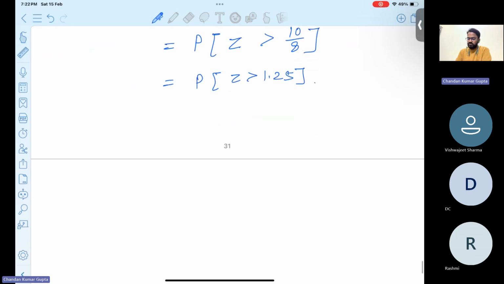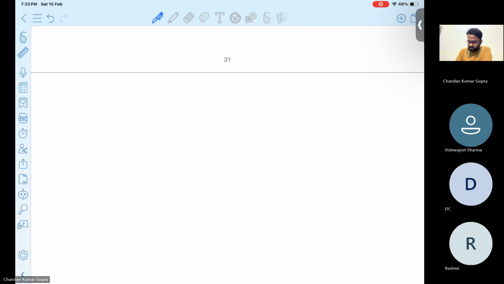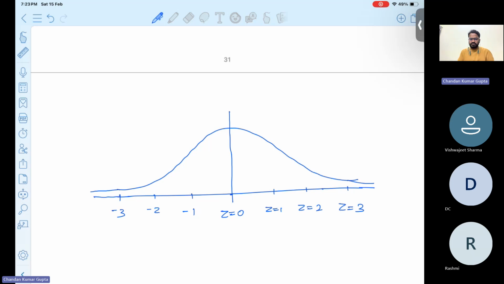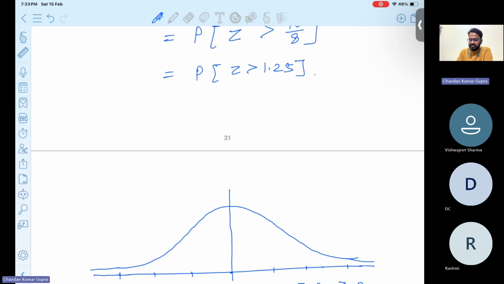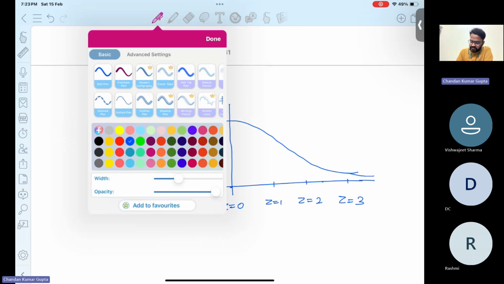Okay, let me first draw the picture or the graph for this. Suppose it is a standard normal curve. Then this must be Z equal to 0, Z equal to 1, Z equal to 2, Z equal to 3, and in a similar manner -1, -2, -3, and so on. Okay. So this is the standard normal curve actually. And we need to find the probability that Z is greater than 1.25. So the point greater than 1.25 will lie near about this point.